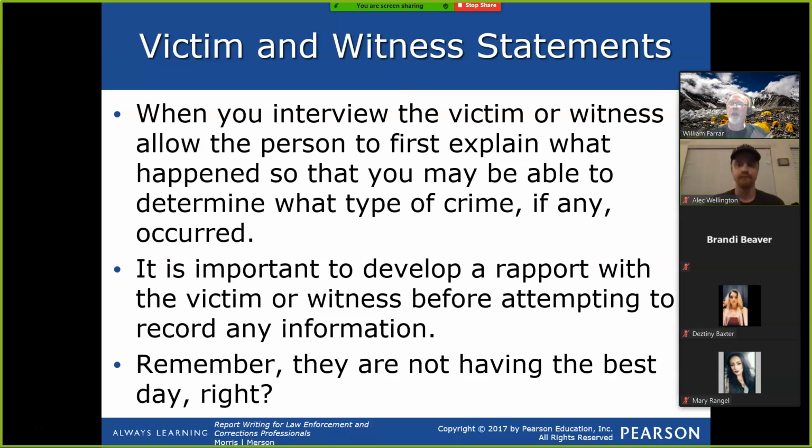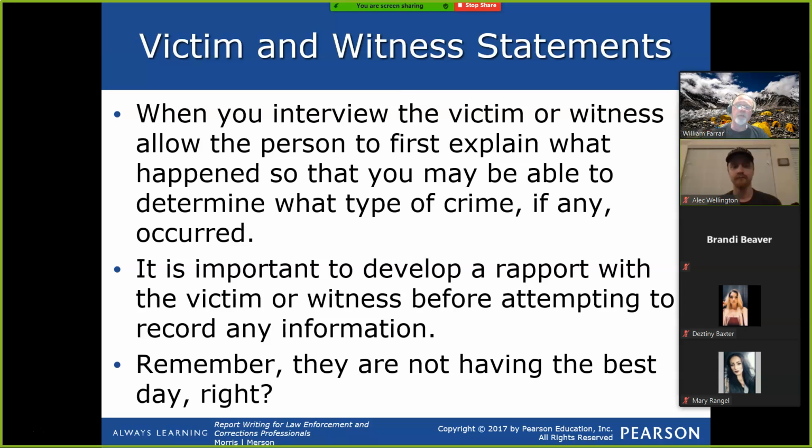So, staying with victims and witnesses, when you interview a victim or a witness, give the person a chance to explain what happened so you can determine what type of crime. Don't focus in so hard right away. I've heard a lot of officers just say, tell me what happened, and they leave it like that, and the person starts talking, and then you can think of questions you want to ask. You want them to get out some of that information, so you really want to figure out what crime happened.